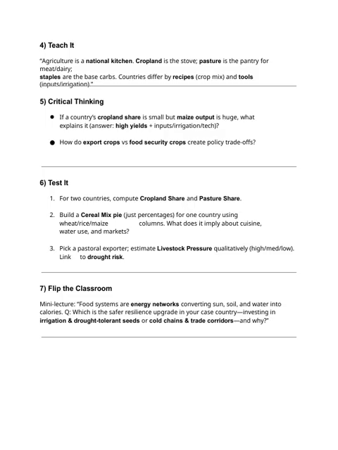Think about two different countries. First, calculate their cropland share and pasture share. Then, build a cereal mix pie chart for one of them, showing the percentages of wheat, rice, and maize. This will give us insights into their cuisine preferences, water use, and market dependencies. Finally, pick a pastoral exporting country and estimate its livestock pressure as high, medium, or low, and consider how this relates to drought risk. High livestock pressure often means greater vulnerability during droughts.